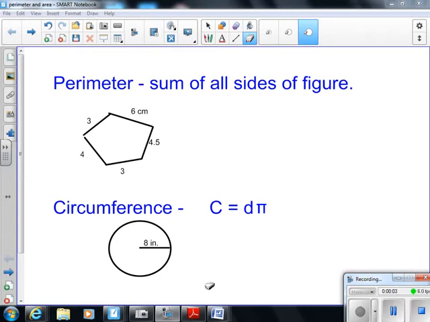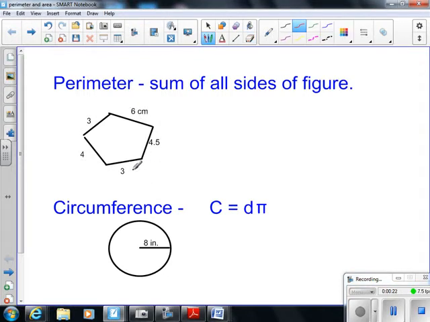Today we're going to be working on area of irregular figures, but let's just review some of the basics of geometry measurement first. Perimeter. Perimeter of a figure or polygon is basically the sum of all sides. In other words, you add up all the different sides. In this case, I would take 6 plus 4.5 plus 3 plus 4 plus another 3 to get your total. Do you know what that would be?